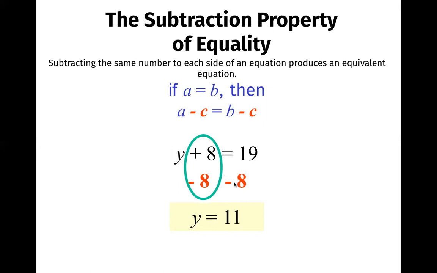Once again, if you were to plug it back into the original equation, you'd see that the left side and the right side equal one another. So 11 plus 8 would equal 19.